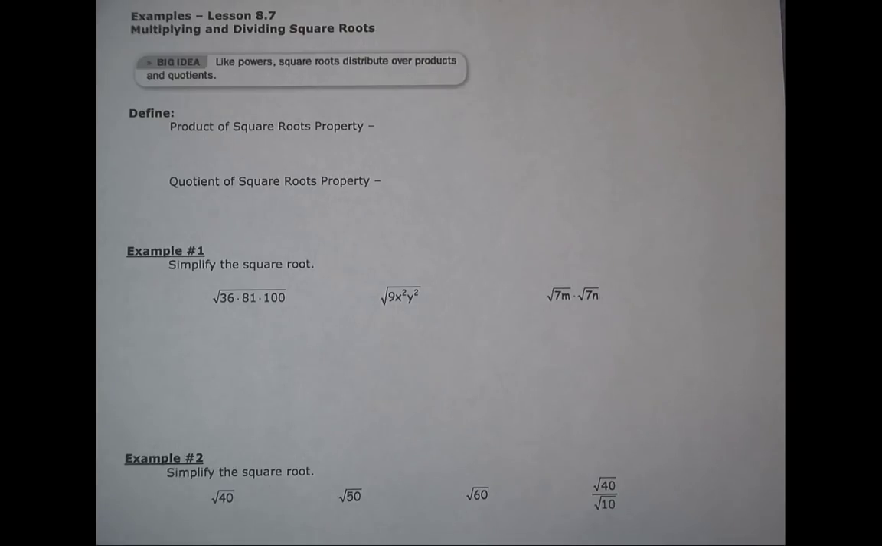So lesson 8.7, we're going to be looking at multiplying and dividing square roots. We kind of dove into square roots and cube roots in 8.6, and now we're going to start working with them, multiplying and dividing and simplifying them. And when we simplify them, we're going to be leaving them in what's called simplest radical form. And we'll talk about how we do that.